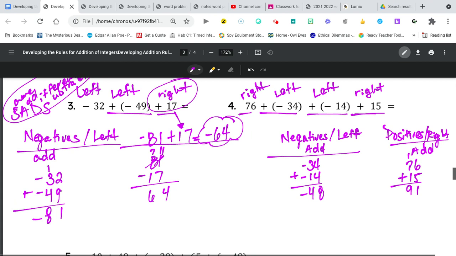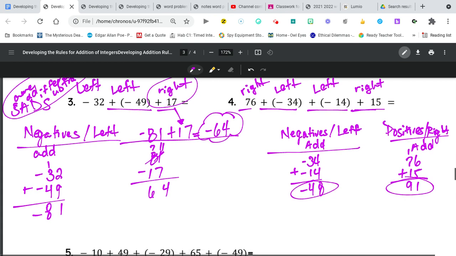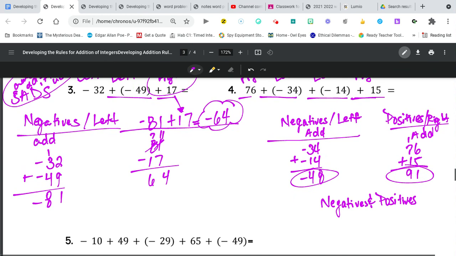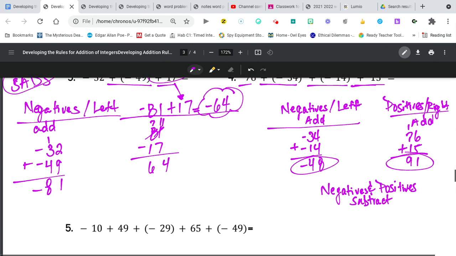But what do you do with these two? These two here when they go in different directions. Well, when they go in different directions, you're going to subtract. So I'm going to take my negatives and positives and subtract. You can make some zero pairs to figure out the leftover. So you're going to subtract. So I'm going to take 91 and subtract 48.